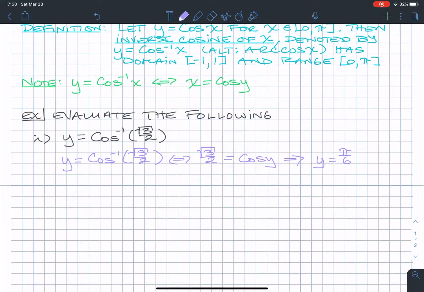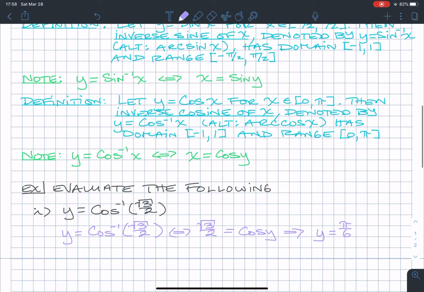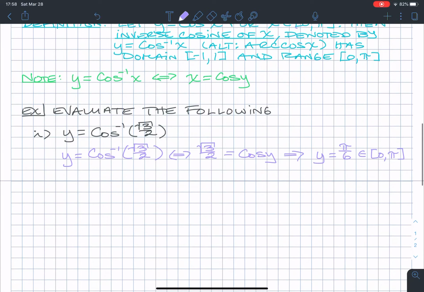Agreed? And notice that pi over 6 is in the allowable domain for cosine inverse, which was from 0 to pi? Yes, it was, so I'm allowed to have that, and that is indeed in the interval from 0 to pi, so I'm okay. We'll come back to that in a moment. Okay, let's do another one.